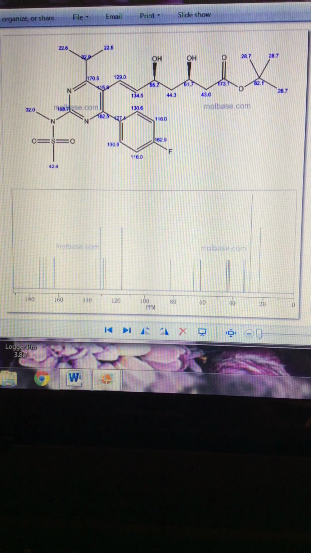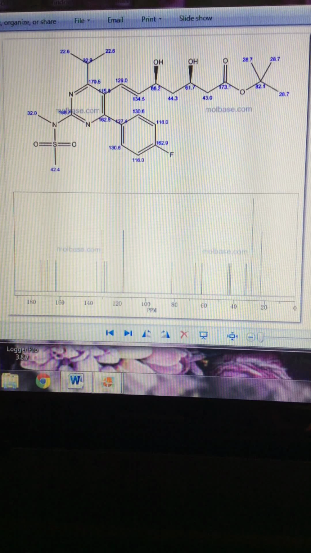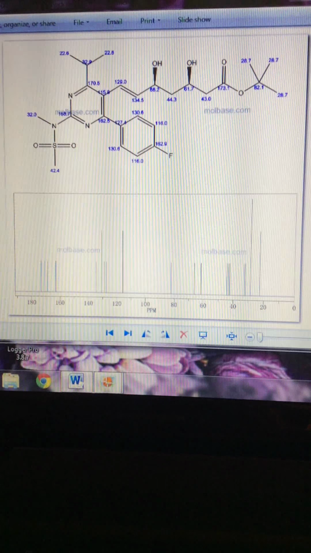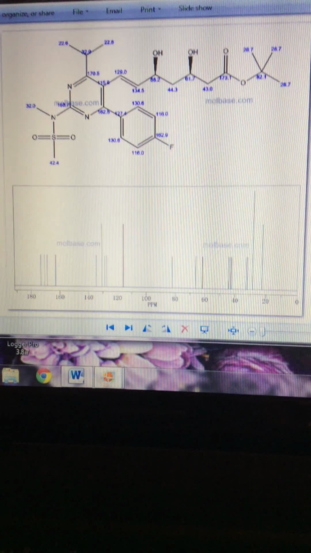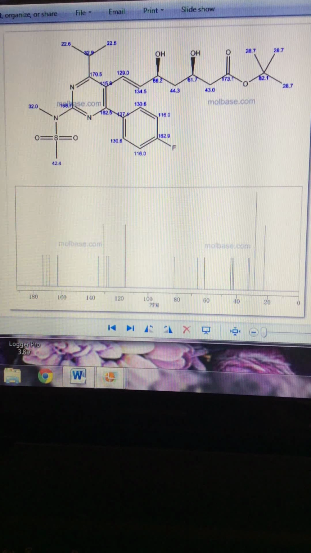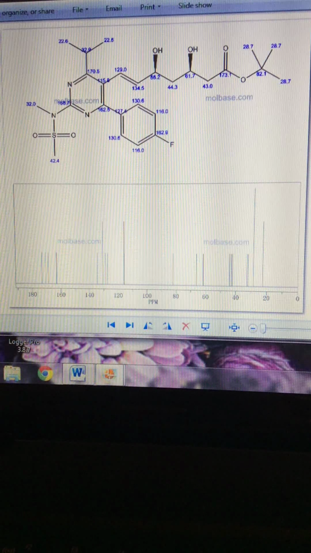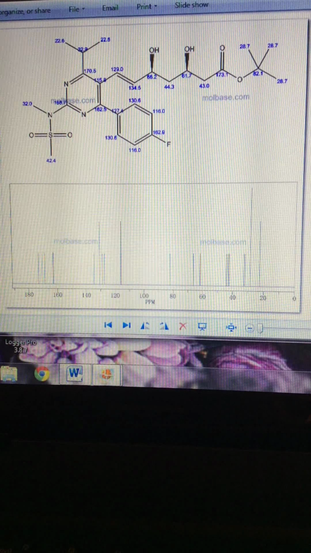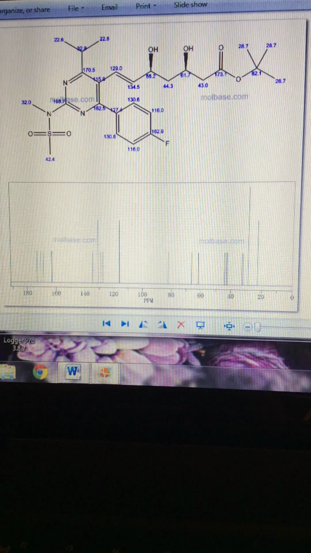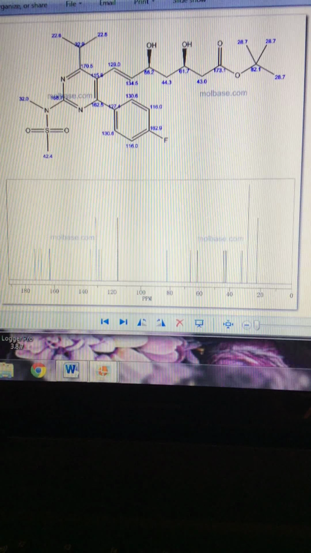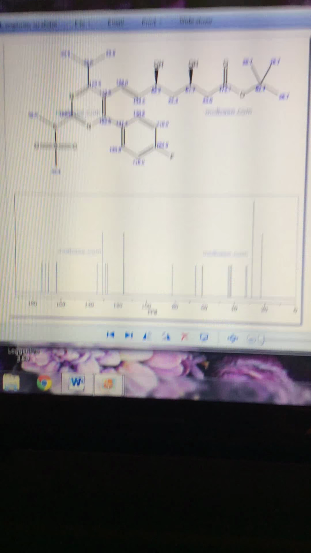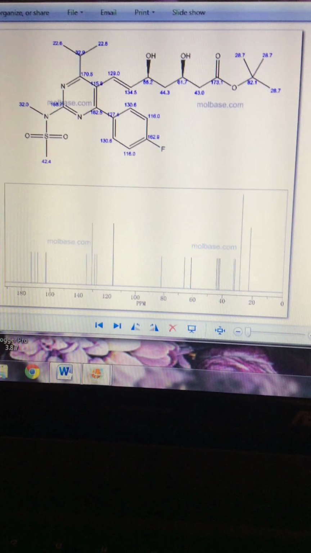for rosuvastatin. And with the C13 NMR, it would only pick up C13 because they have a spin on their atoms that C12 isotopes don't. So that's why it can pick up C13 instead of C12.